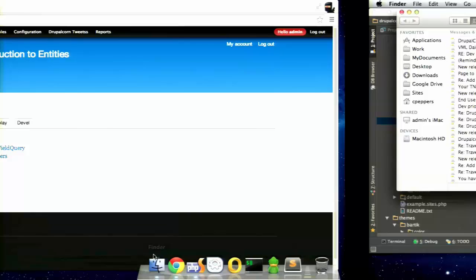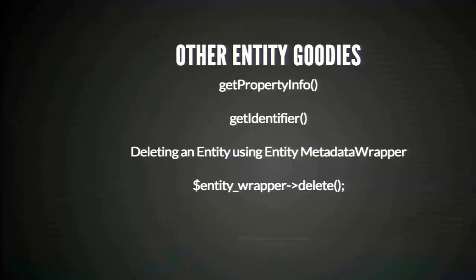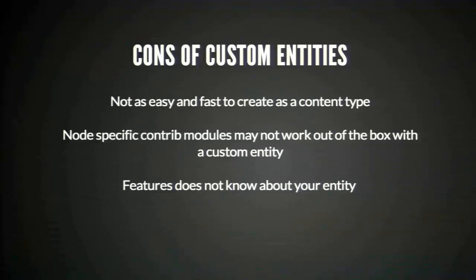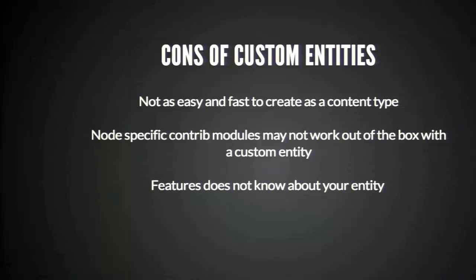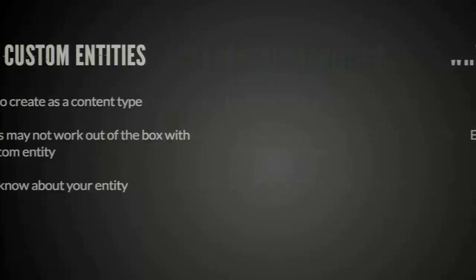Before I forget, let's just go through the rest of the slides. The cons of custom entities, they're not as easy to create initially as you would with content types. Node-specific contrib modules a lot of times won't work out of the box with your entity, so that is the downside. Features does not know about your entity, so you know how normally you create a content type and I say I want to create a feature. It doesn't work like that. But you can still add your information to features.